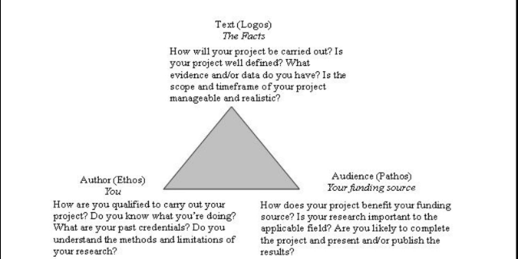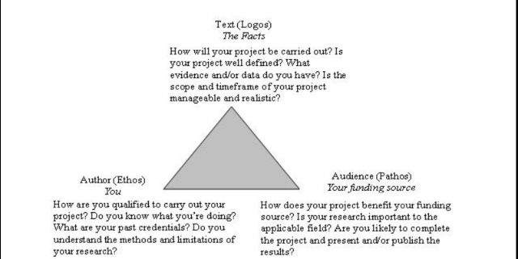On the lower left, there's you, ethos, author. How are you qualified to carry out your project? How do you know what you're doing? What are your past credentials? Do you understand the methods and limitations of your research? We'll talk a lot about personal evidence and using the I in academic writing, and depending on the discipline, it's encouraged or discouraged. But no matter what, you need to present yourself as somebody who has looked into the arguments for and against what you are presenting.